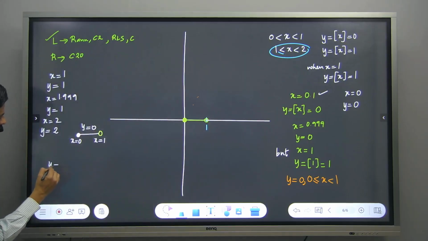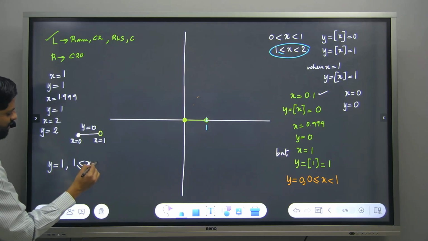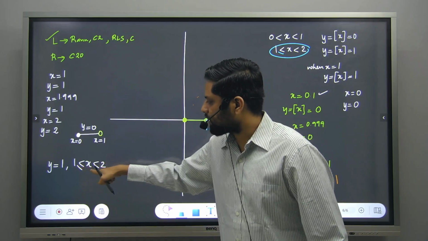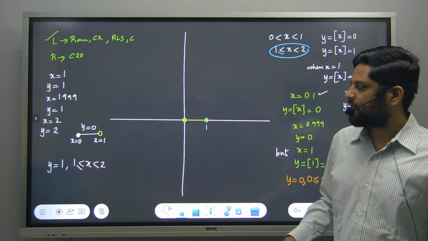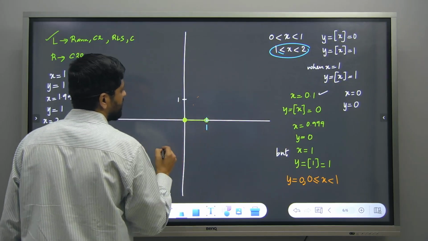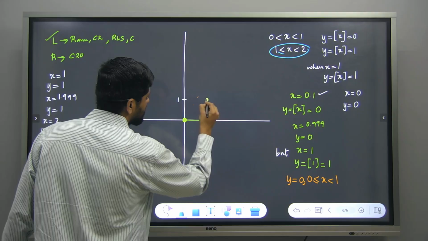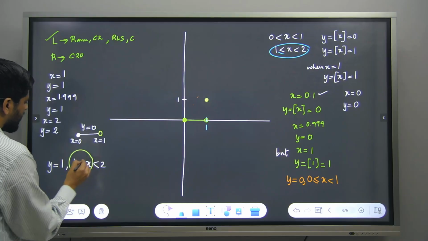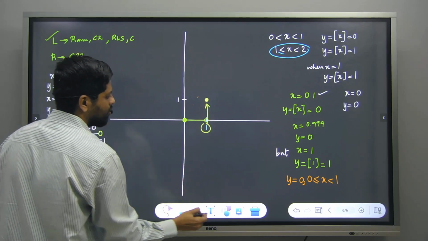From where to where will y be equal to 1? When x is from 1 until 2. Correct? When x is either equal to 1 or greater than 1, and it should be lesser than 2, y will be equal to 1. So this is my 1. So I will include this end point because when x is 1, y is equal to 1.